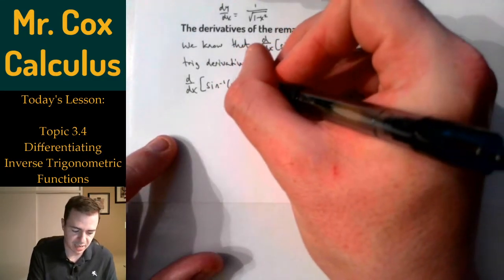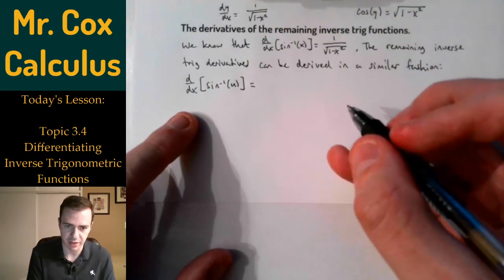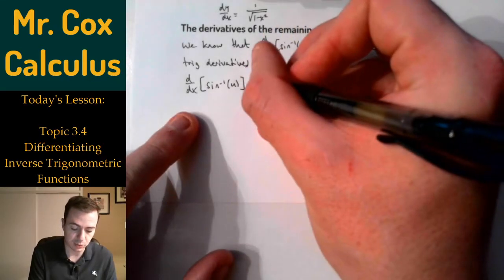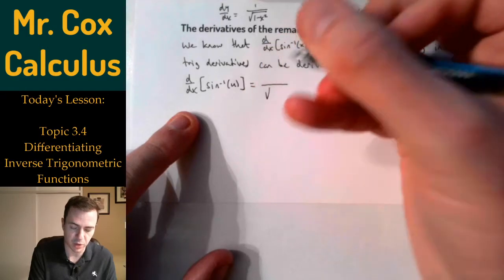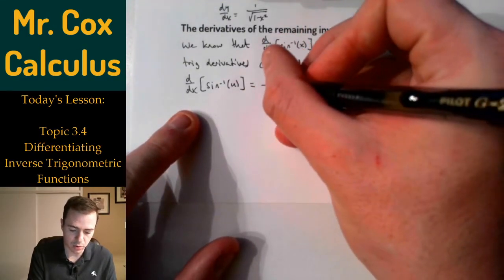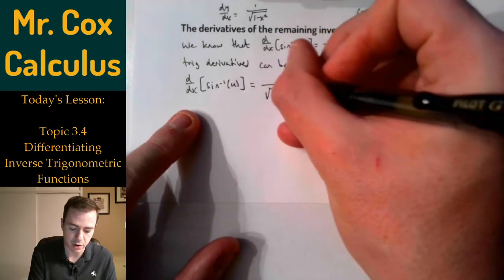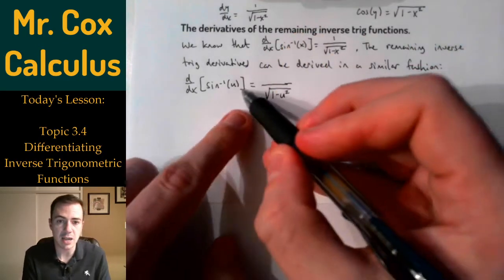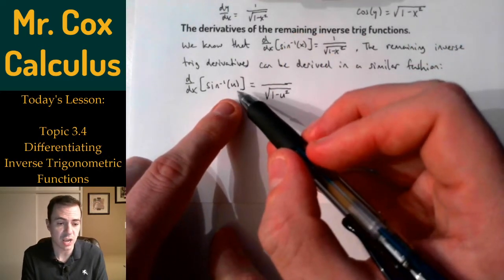So in this case, u is going to be a function of x. What it is, is 1 over, and I'm going to put the numerator here in a second, the square root of 1 minus u squared. Now then, times the derivative of u. That's what the chain rule would tell me to do.